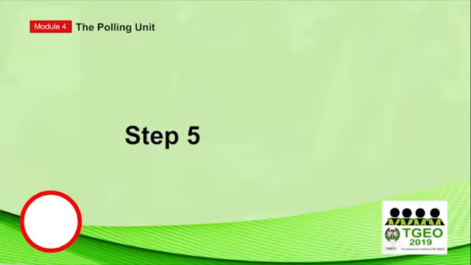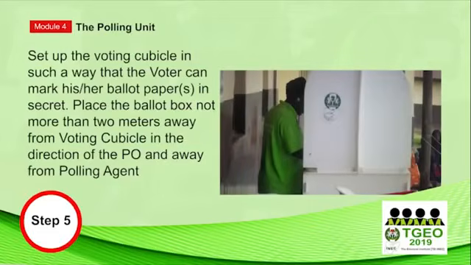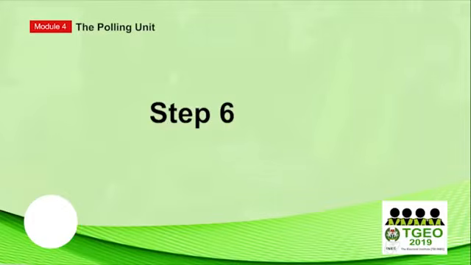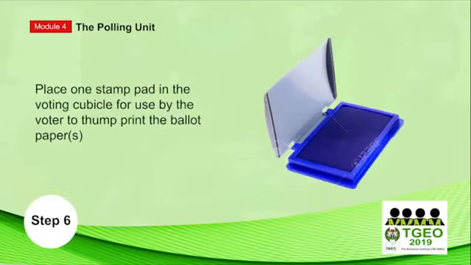Step 5. Set up the voting cubicle in such a way that the voter can mark his or her ballot papers in secret. Place the ballot box not more than 2 meters away from the voting cubicle in the direction of the presiding officer and away from the polling agent. Step 6. Place one stamp pad in the voting cubicle for use by the voter to thumbprint the ballot papers.